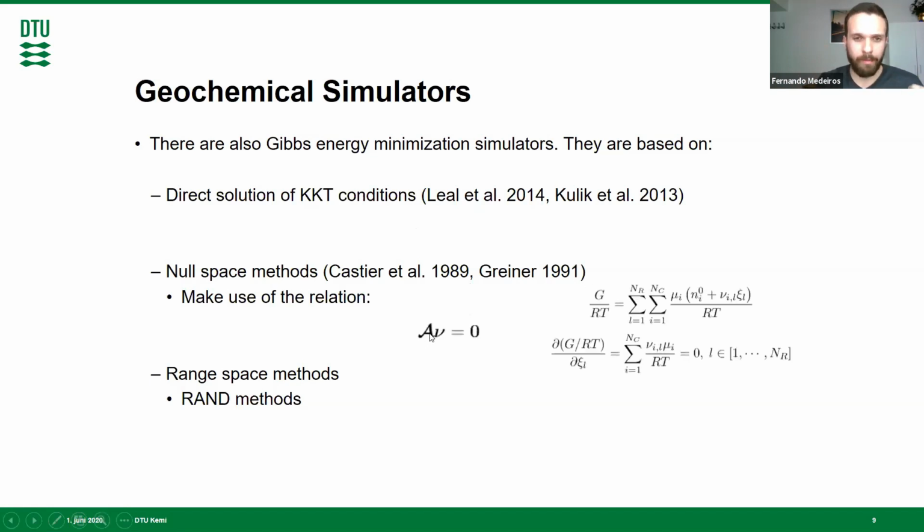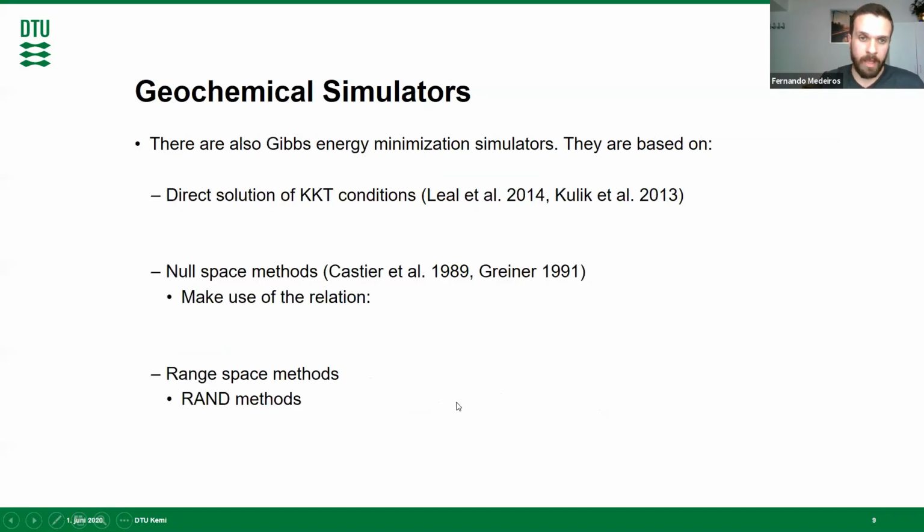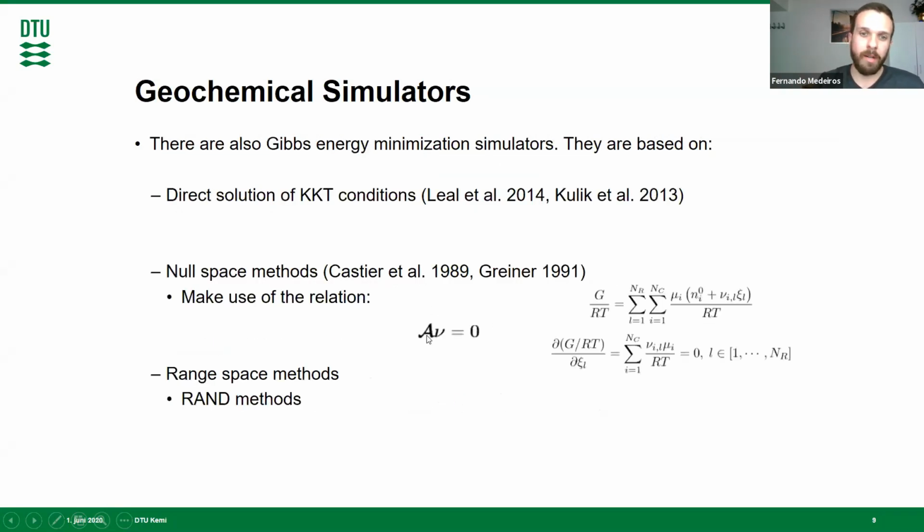You saw before, I forgot to mention, there is this A here. This A is the formula matrix. It basically says how much of an element is present in a species. That's why this is the matrix that makes us able to make the relation between the species and the elements. And because of this relation between the formula matrix and the stoichiometric coefficient matrix, we are able to frame the problem using this variable here, the extent of reaction.